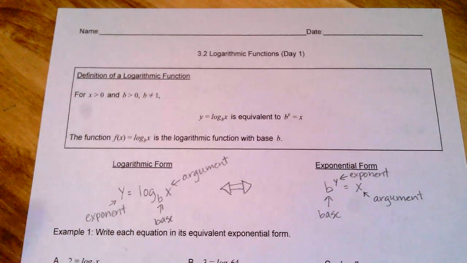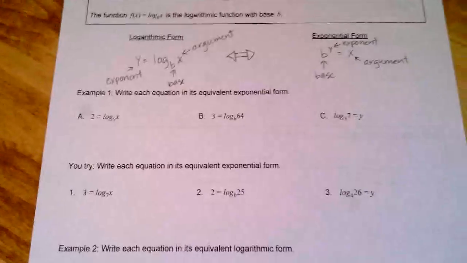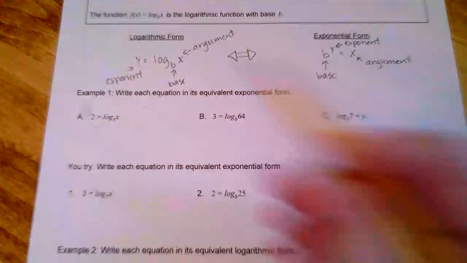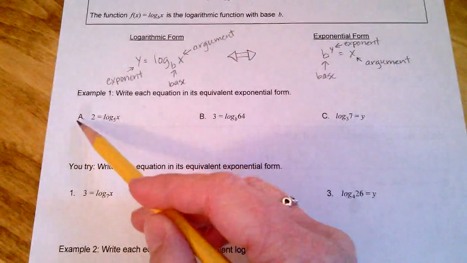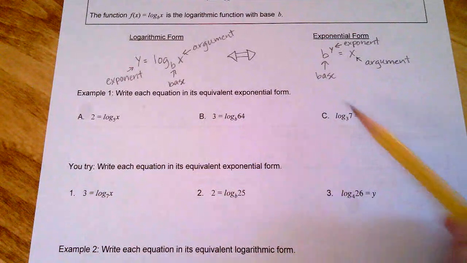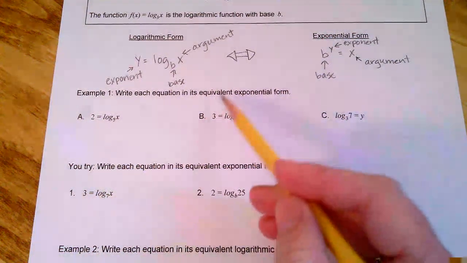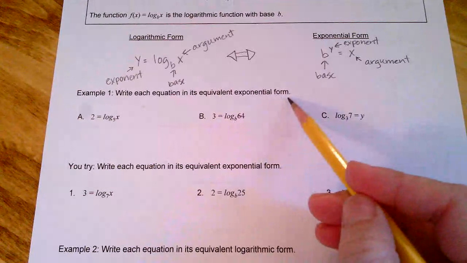Okay, so like I said before, the first type of question that you're going to be asked is going to be to write an equation in an equivalent exponential or logarithmic form. So if we move down to example 1, for parts A, B, and C, we have logarithmic equations for all of these, and we want to write them in the equivalent exponential form.